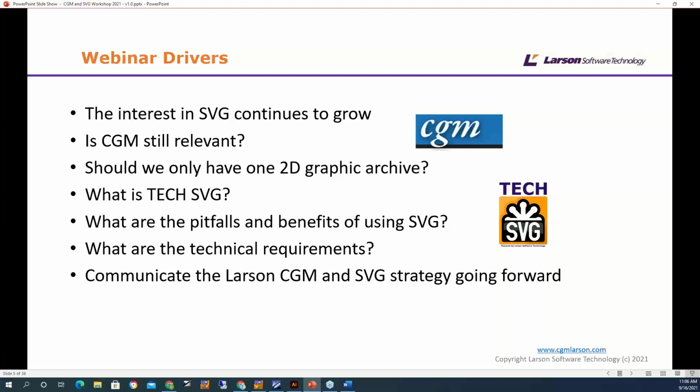What is Tech SVG? We'll discuss that because it's important for the interchange of information with SVG. The pitfalls and benefits of using SVG. What are the technical requirements? So what kind of software do you need, and what do you need to bear in mind when you're doing conversions or staying as you are? And also we'll hopefully communicate a bit about our strategy going forward. We'll share what we're going to try and do, mainly with organizations such as S1000D, as I said, as we ramp back up again. So these were the main drivers.